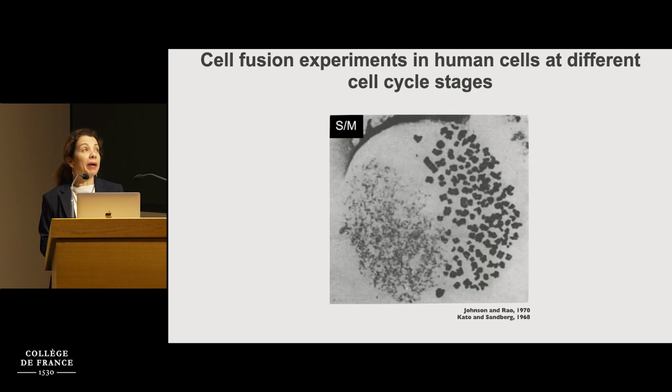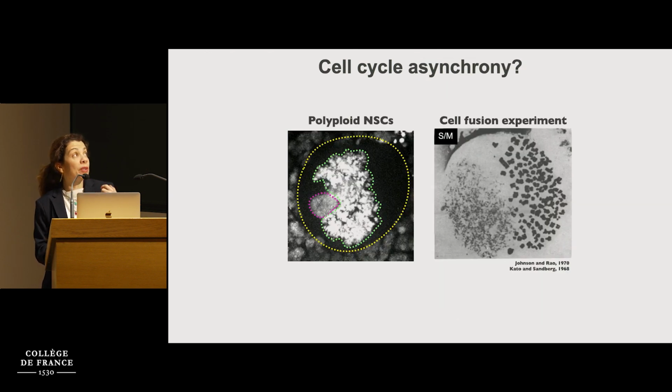Now, this, of course, reminded us of experiments done 50 years ago, where fusion of HeLa cells that were in S or in M phase would impose DNA breakage, what was called at that time by Rao and Johnson DNA pulverization, very rapidly. So we wondered if the problem was related to cell cycle asynchrony. Maybe these nuclei are really not progressing in the cell cycle in the same way.